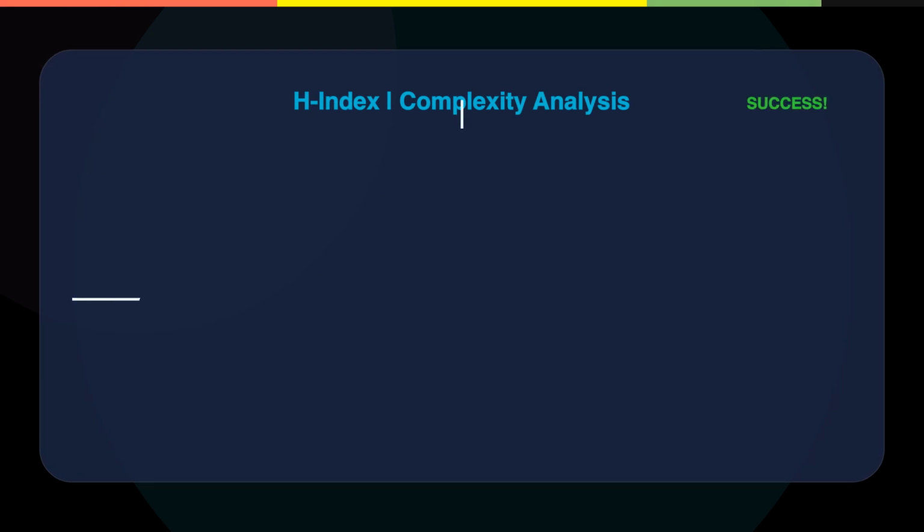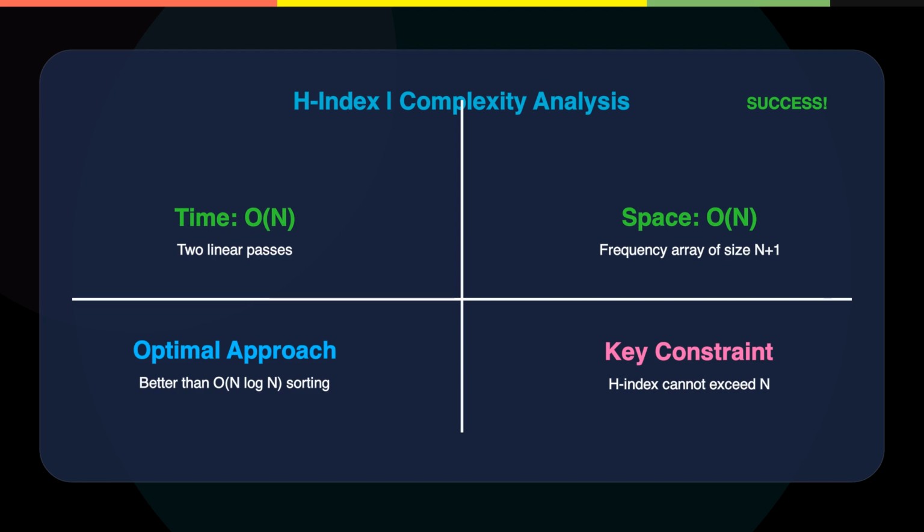The time complexity is O of n because we iterate through the citations array once and the count array once. The space complexity is also O of n to store the bucket counts. This is a significant improvement over the sorting approach.